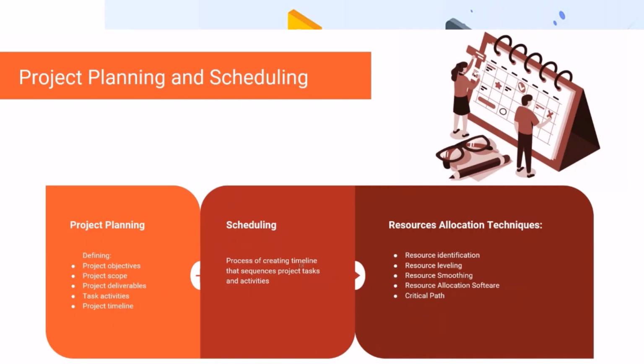Now, scheduling itself is the process of creating the timeline and sequence the project must take and follow. So you don't just put anything without giving a limitation. You need to schedule whatever you want to do and put a timeline.